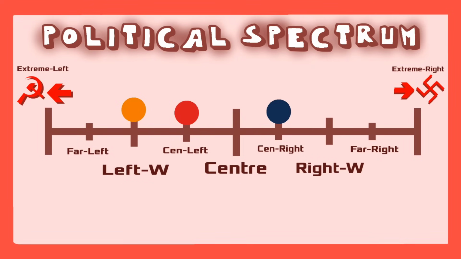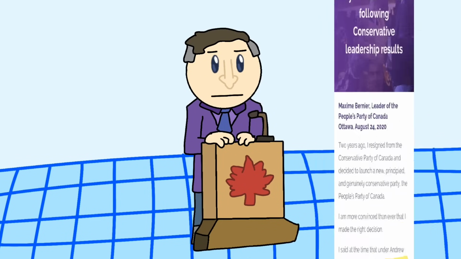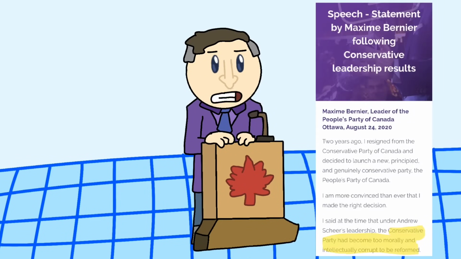What I think is the opposite of the NDP is the People's Party. They are a regular to far right-wing party that was formed in 2018 after their leader Maxime Bernier left the Conservative Party, saying that he believed the party is too intellectually and morally corrupt to be reformed.